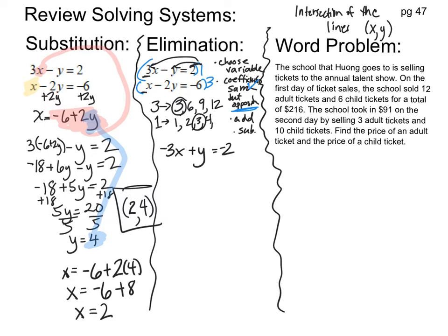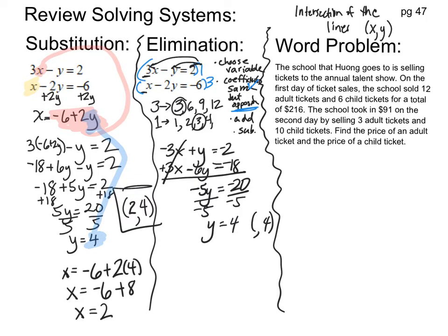Distribute the 3 on the bottom. 3 times x is positive 3x. 3 times negative 2y, negative 6y. 3 times negative 6, negative 18. Then I'm going to add these two together. Negative 3x plus 3x is eliminated. 1y plus negative 6y is negative 5y. Negative 2 plus negative 18 is negative 20. Divide both sides by negative 5. Y is going to equal 4.